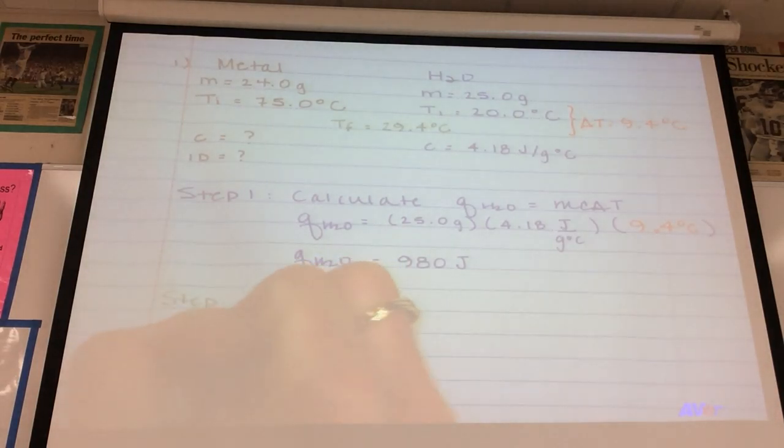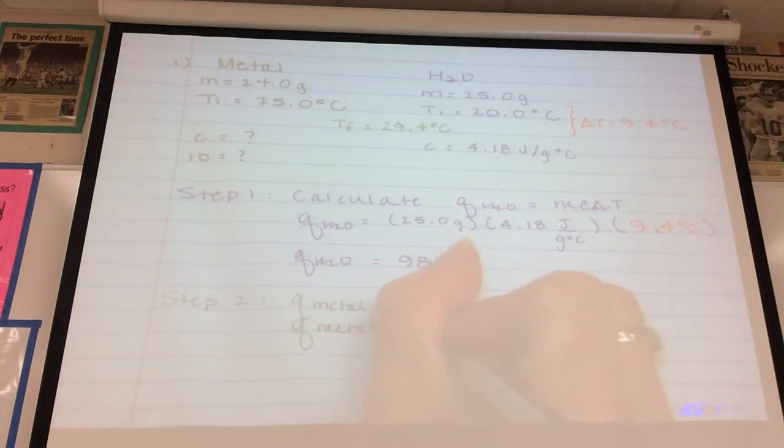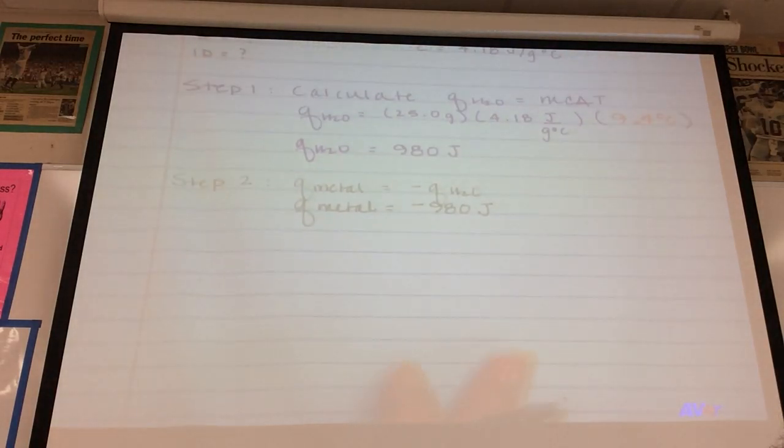In step 2, we want to calculate the Q of the metal, and that's going to be the negative Q of the water, because any heat lost by the metal will be gained by the water. These will be equal but opposite in sign. So the Q of the metal is negative 980 joules. Again, equal but opposite in sign.